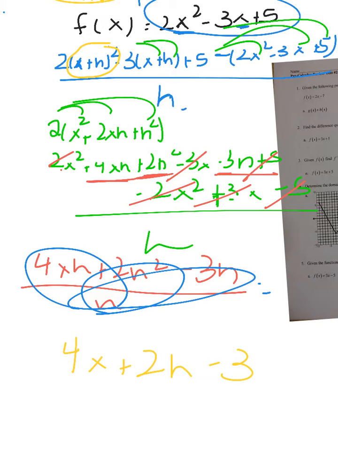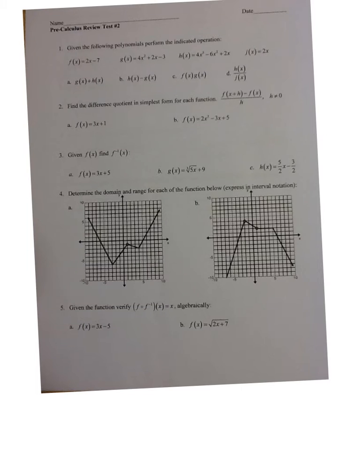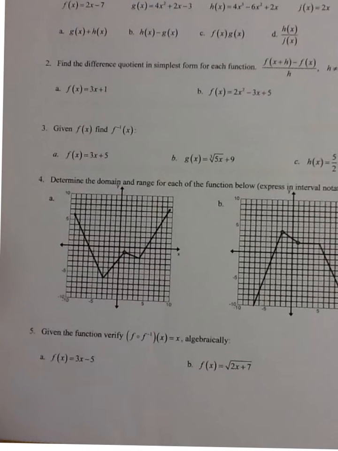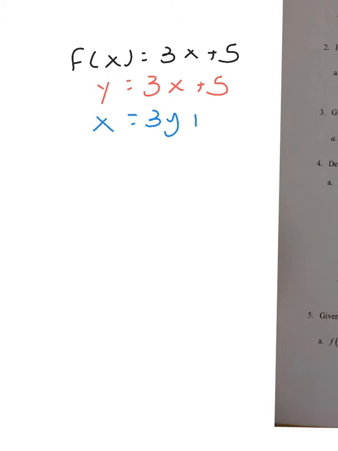Okay, so let's go to number 3. Number 3 says if you're given f of x, find this, that means the inverse. So inverse, remember, means to switch x and y. All right, so number 3, f of x is equal to 3x plus 5. So this is really y equals 3x plus 5. Switch x and y. X equals 3y plus 5.